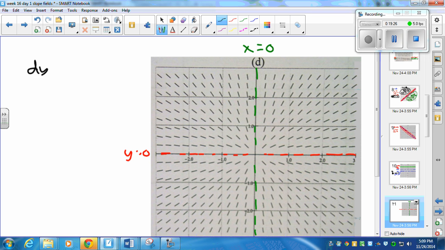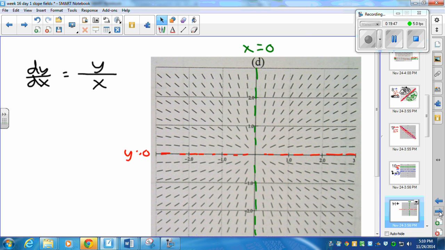I don't know if this is officially right yet, but I'm going to take a stab at saying y over x. So anywhere on the y-axis, y is 0, and 0 divided by anything is 0. Anything on the x-axis is where x is 0, so that would make that undefined. I'm kind of liking this. You tell me what you think, and we'll look at this on the next video.